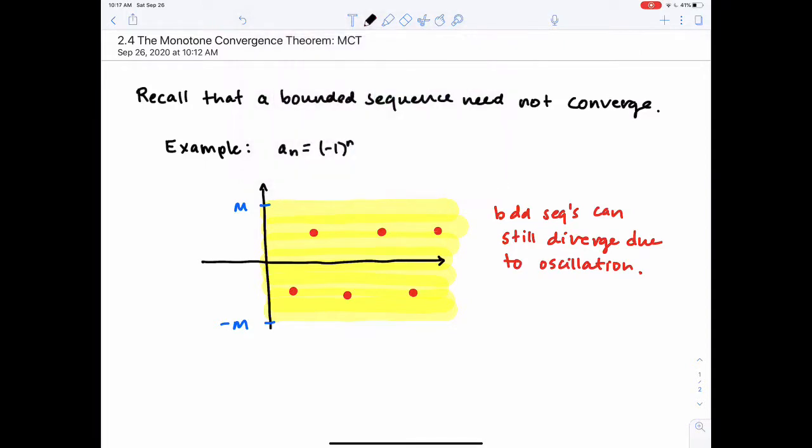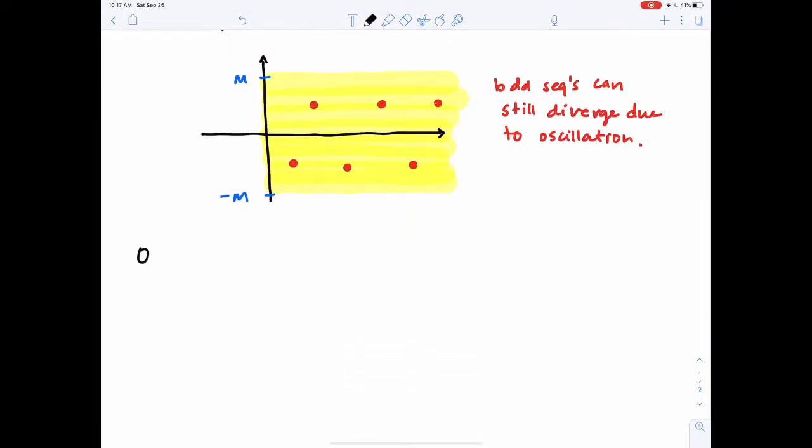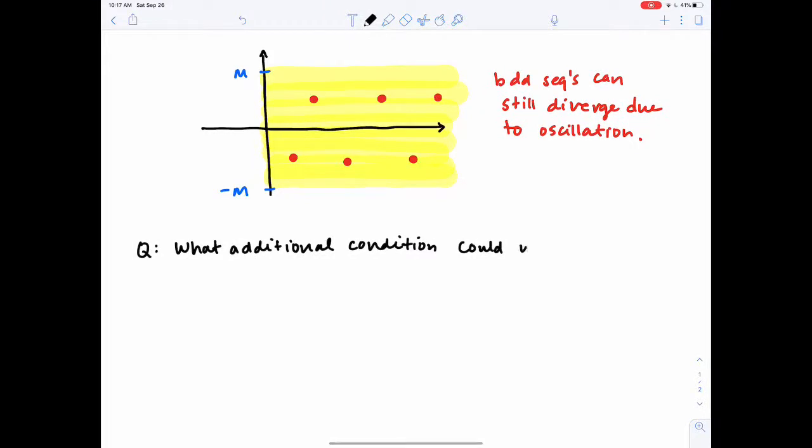So then the motivating question for this section is, what additional condition could we require or impose to guarantee that a bounded sequence converges?